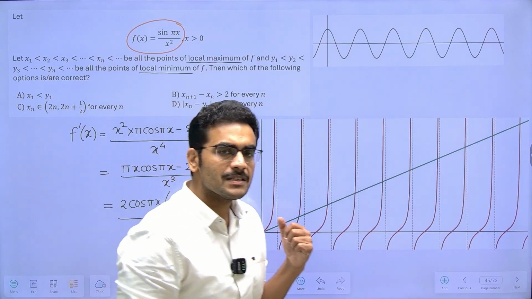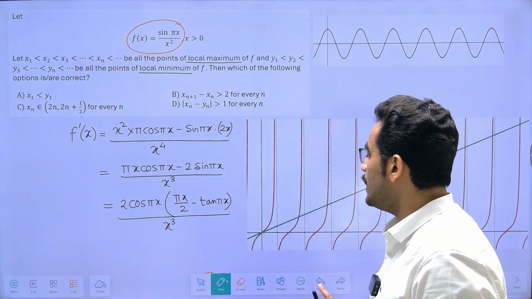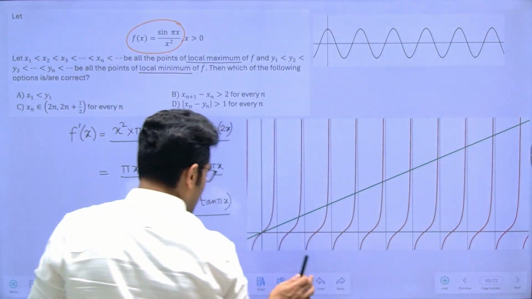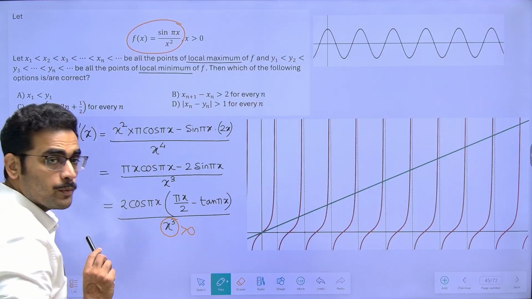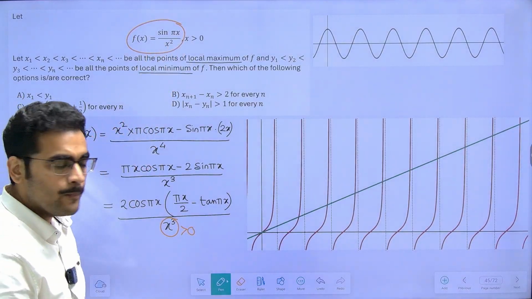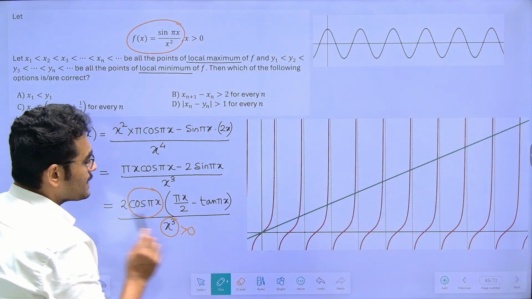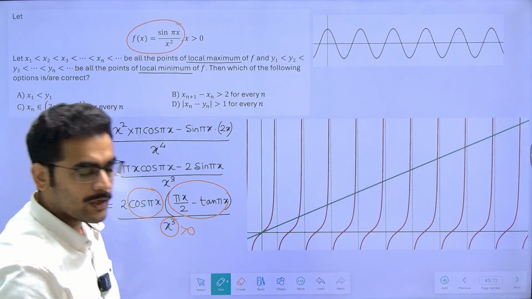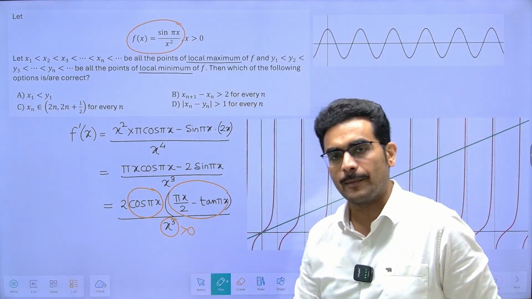Now for local maxima and minima, we are going to discuss the sign of this particular expression, that is the derivative. Now here you see that x³, this particular factor, is greater than 0. There is no problem because x is greater than 0. So we need to analyze the sign change of cos(πx) and this factor πx/2 minus tan(πx). Okay, we need to see where it is positive, where it is negative. That analysis we have to do.